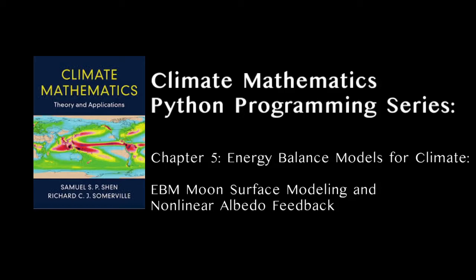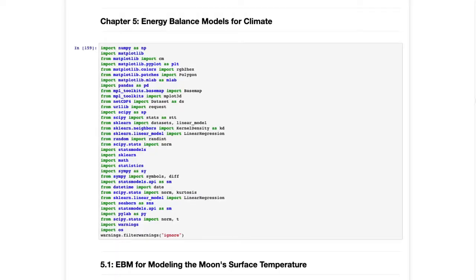Welcome to the Python Programming Tutorial Series for Climate Mathematics Theory and Applications, Chapter 5, Energy Balance Models for Climate Science. In this video, we will compute EBM for modeling the moon's surface temperature. Also, examine nonlinear albedo feedbacks for global average surface temperatures. Let's begin by importing all of the necessary packages and libraries to compute the energy balance models for climate science.